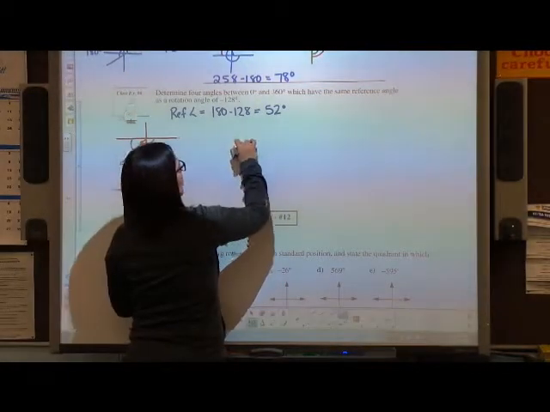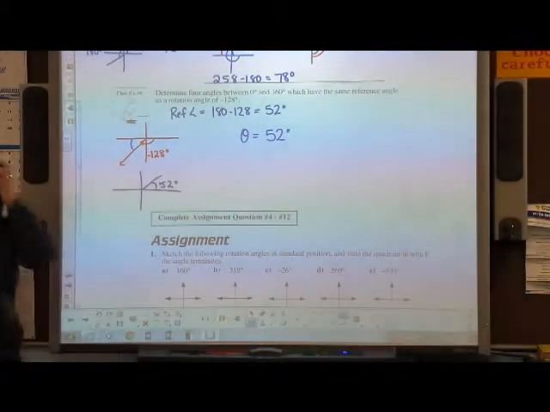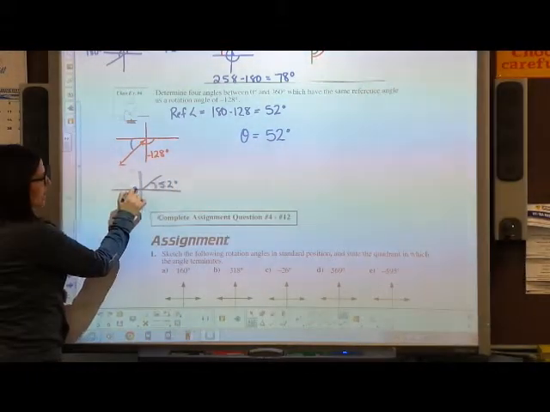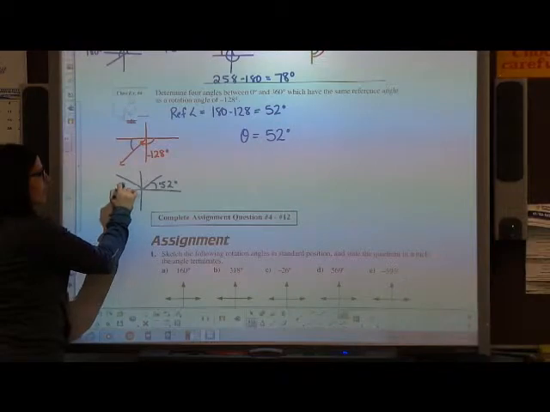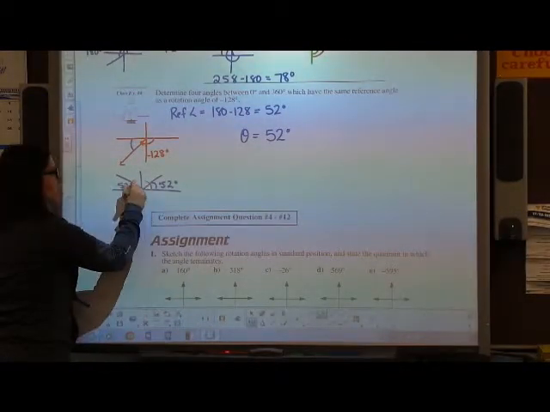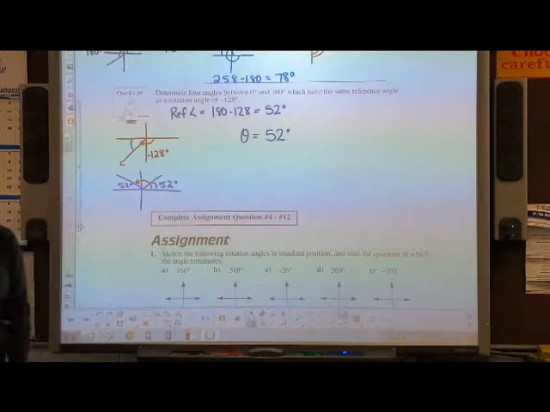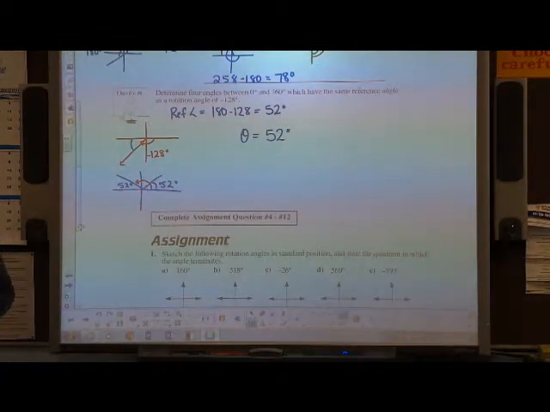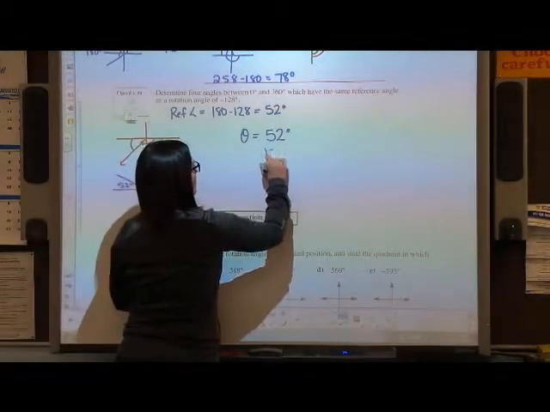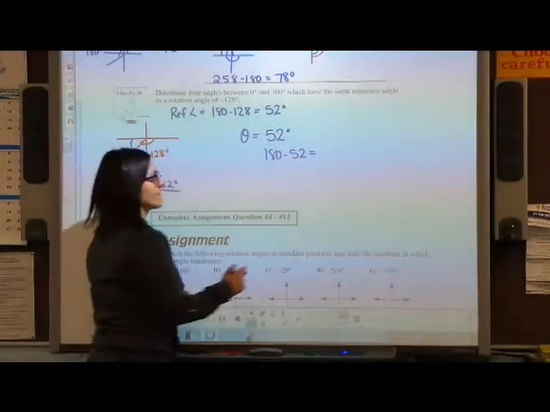52. So my angle would be 52 degrees. Then if I draw a 52 degree reference angle in the second quadrant, how do I find out what the rotation would be? 180 minus 52. Which gives me 128.